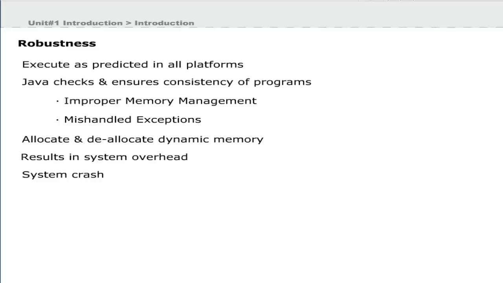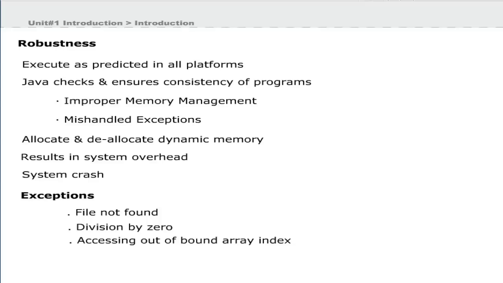Now we will find out how Java helps us to handle exceptions. Exceptions are error conditions that occur during program execution. For example, file not found, division by zero, accessing an out of bound array index, etc.